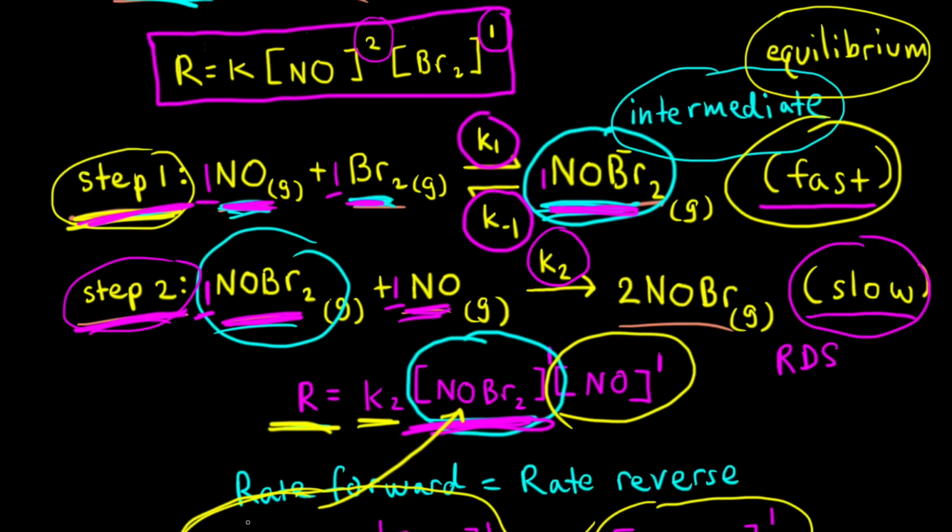It's important to point out that if the rate of the forward reaction is equal to the rate of the reverse reaction, the concentration of our intermediate, NOBr2, remains constant. And therefore, we can use this pre-equilibrium approximation to find the rate law for a reaction with a fast initial step.